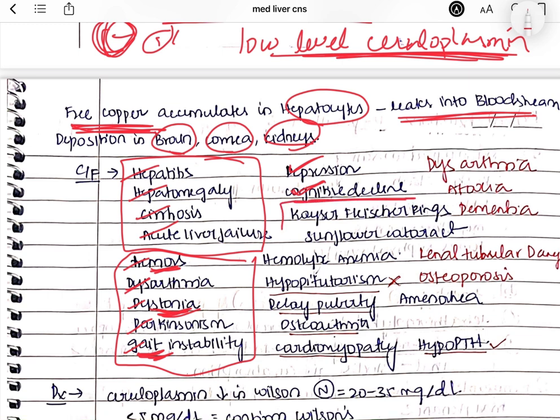And this copper, if it goes and accumulates in this cornea, it is a characteristic Kayser-Fleischer ring can be found in the Wilson's disease and also associated with sunflower cataract. Other things are hemolytic anemia, delayed puberty, osteoarthritis, cardiomyopathy, hypoparathyroidism, right? So all this can be seen. If it is going and accumulating in the kidneys, it will cause renal tubular damage, osteoporosis. So these are all the different clinical features which you can see, right?